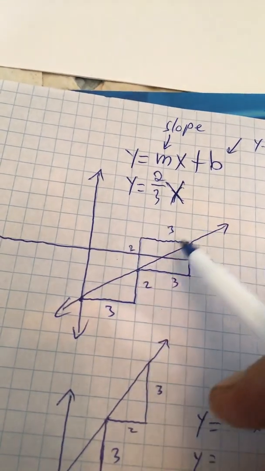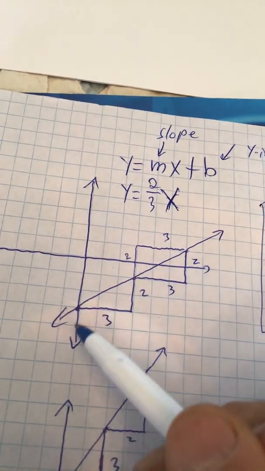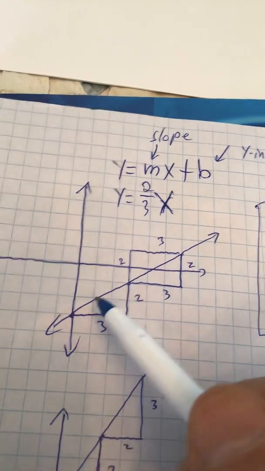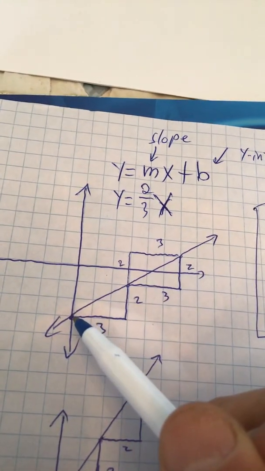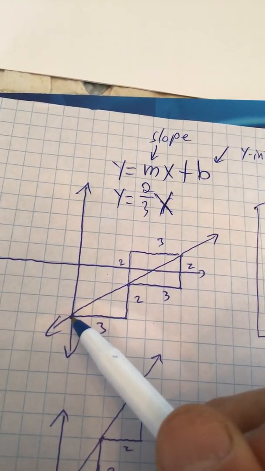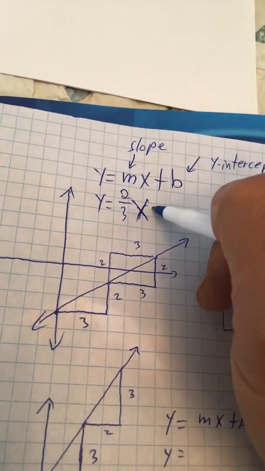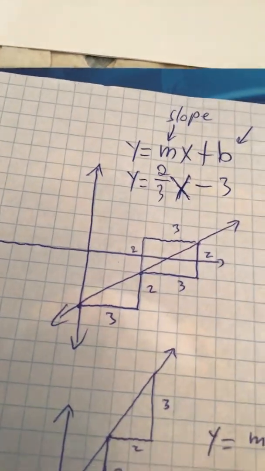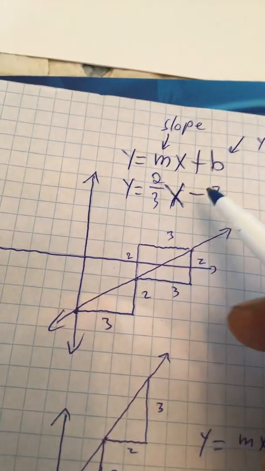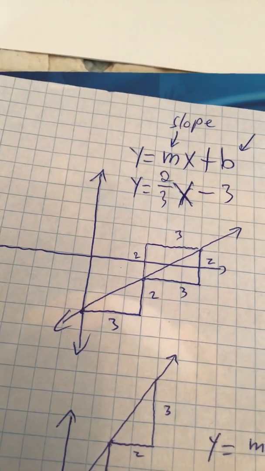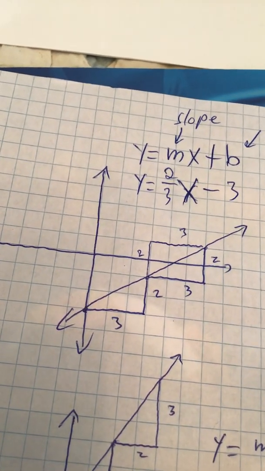What's my y-intercept? Where does this line cut through the y-axis? I think I went too fast and didn't explain that. This line cuts right here, and that coordinate is (0, -3). And so I'm just going to write minus 3. Because if it was up here at plus 3, it'd be a plus 3. Okay? And there's my equation.